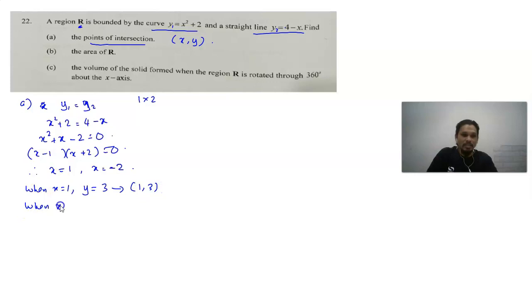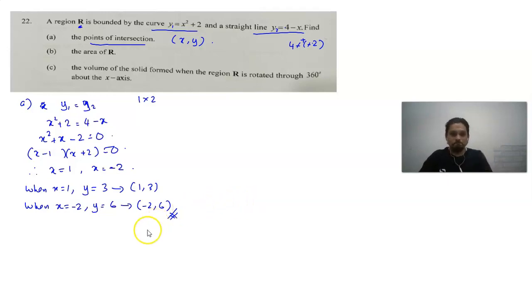When x equal to negative 2, just imagine that x is negative 2. 4 minus negative 2, negative times negative is positive, so 4 plus 2 equal to 6. Then the coordinate is negative 2 and 6. So these are the points of intersection. And the area of R.